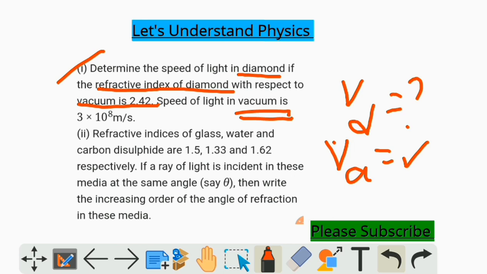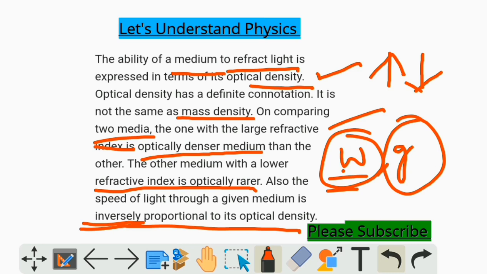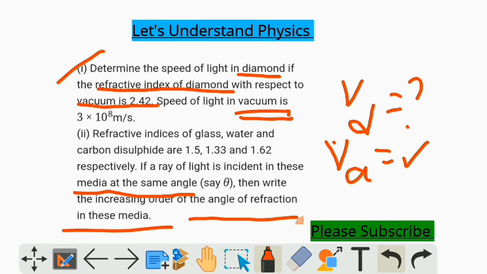Refractive indices of glass, water and carbon disulfide are 1.5, 1.33 and 1.62. So what are given? Mu g, mu w and mu c, their values are given. If a ray of light is incident in these media at the same angle, then write the increasing order of the angle of refraction in this medium. So in the passage itself they told, and isn't it? So what happens, depending upon the optical density the light refracts, isn't it?